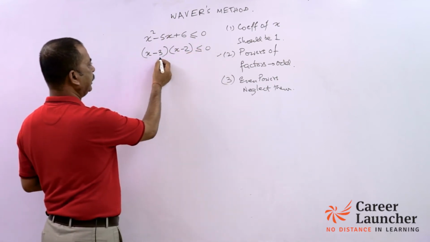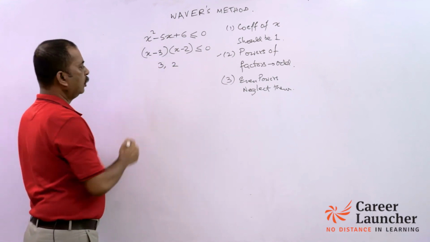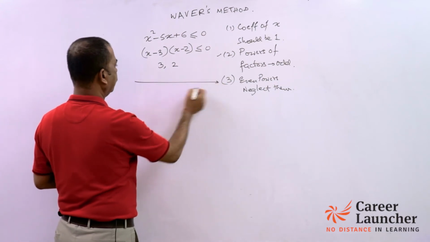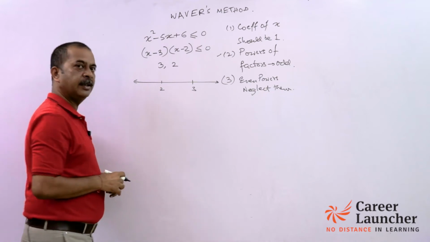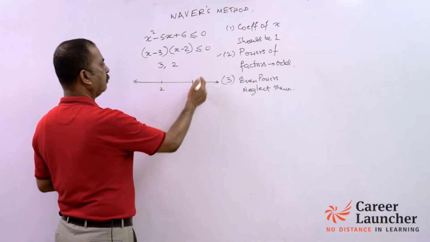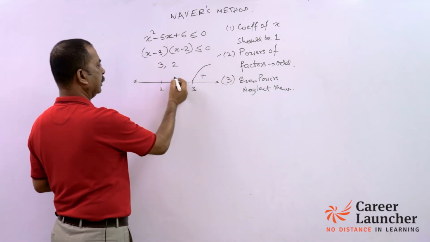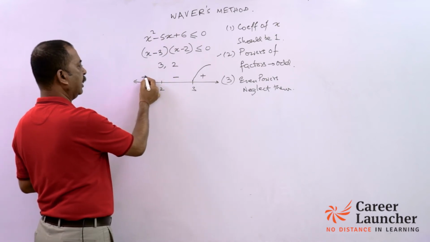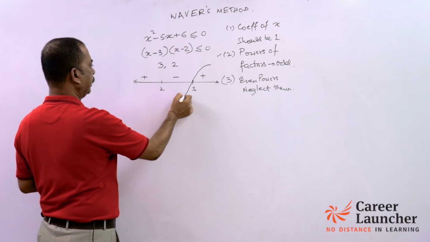Putting x minus 3 equal to 0, I get two critical points, one is 3 and one is 2. So I'll make a number line and mark these points. So 2 will be here, 3 will be here, right? Now what does the wave method say? From the right of the last given point we will start. This will be a positive region. Then alternately we'll mark negative and positive regions, right? So the graph will go like this probably.